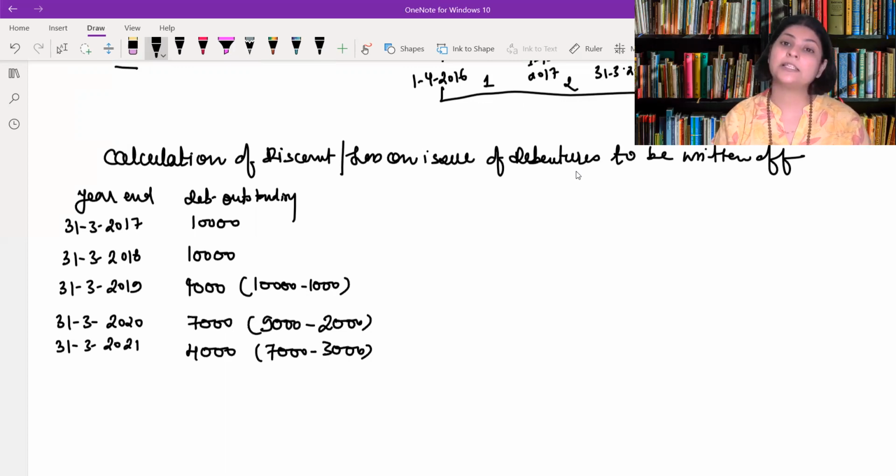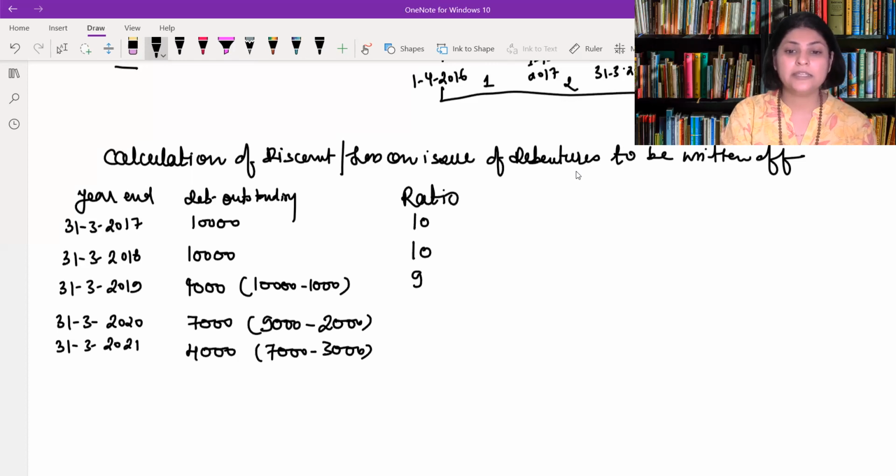Remember that we had discussed in previous 2 classes that whenever the company is redeeming the debenture on the day of redemption, that is the last date of the financial year, we do not write anything. We show the reduced number of debentures in the next year. So debentures outstanding we have calculated. Now we have to make a ratio of this, because it is not divisible by anything else. So I will take it as it is: 10, 10, 9, 7, and 4. Once I have made this ratio, the total of this we have to calculate. So this is 20, 40. The total is coming to be 40.